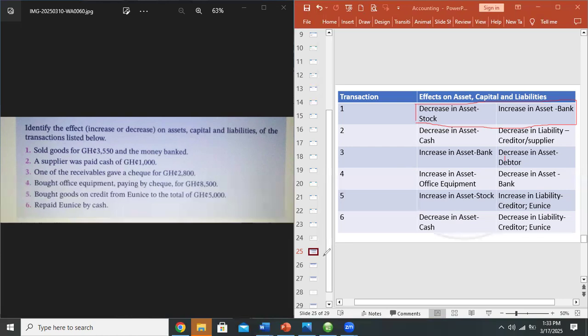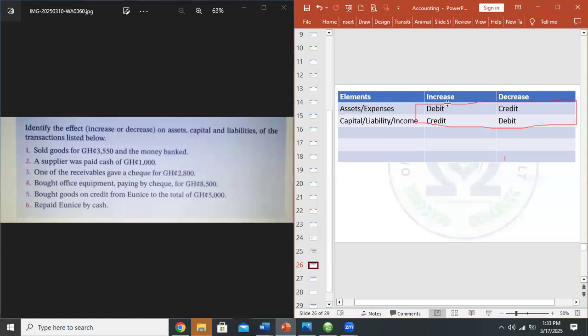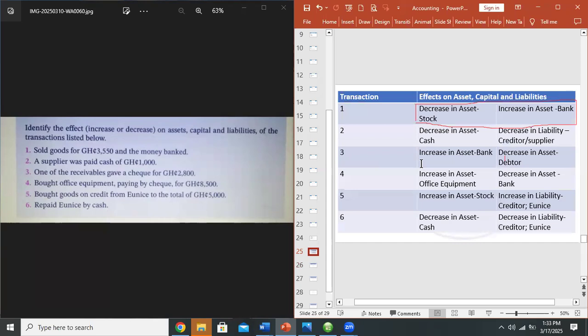So I want my professors, all of you, Zoe, Abubakar, Austin, Bridget, to note these points, that when an asset increases, you debit. When it decreases, you credit. On the other hand, if capital or liability or income also increase, we credit. When they decrease, we debit. Because you'll be applying this to be able to record your transactions. Because before you record your transaction, you need to do this analysis and see whether asset is increasing or decreasing, like we did.